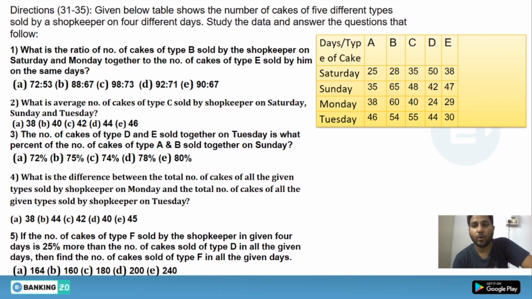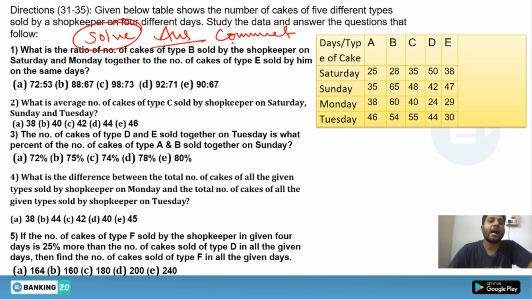So here is my homework question. As you can see, you will solve it and put the answer in the comment box. I want you all to comment in the comment box of this video.